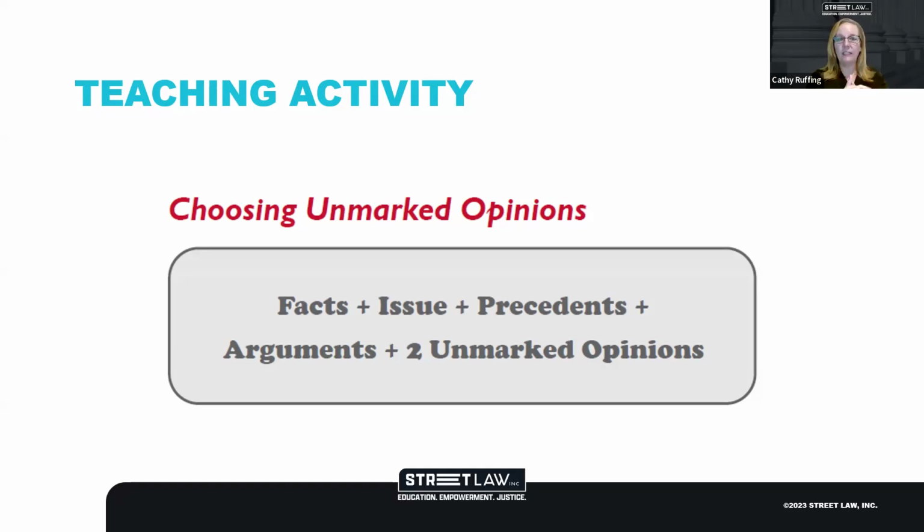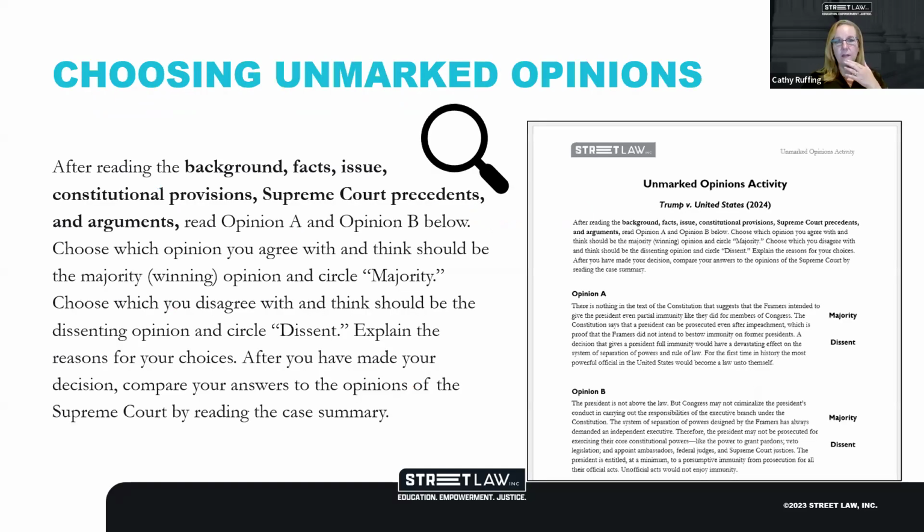The next teaching activity is a really quick one too. If you don't have a ton of time in class, students can read everything through the arguments. They would also read the arguments, and then they would look at two unmarked opinions. This is what the handout looks like. It has the beginning of the case summary up through the arguments, and then it has this handout. Here are the instructions. They basically read everything. And then you can tweak these instructions.